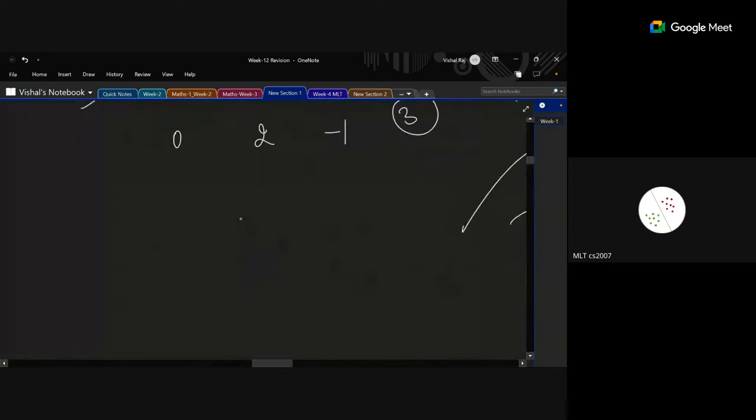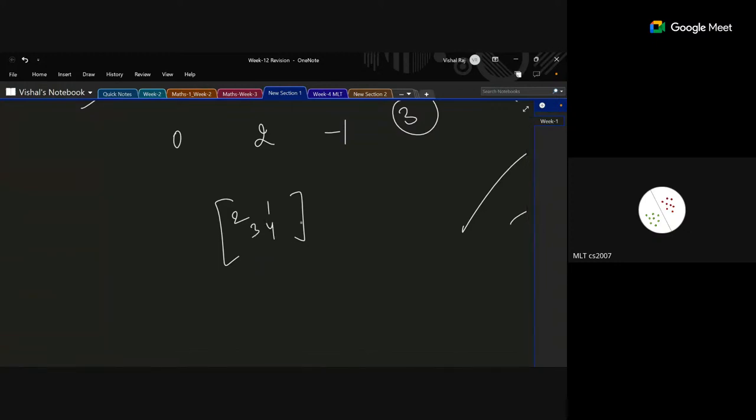If you have a 2x2 matrix, for example 2, 1, 3, 4, is this valid? This is not even symmetric. No. Okay, now this is 3. This is also not. Is this?